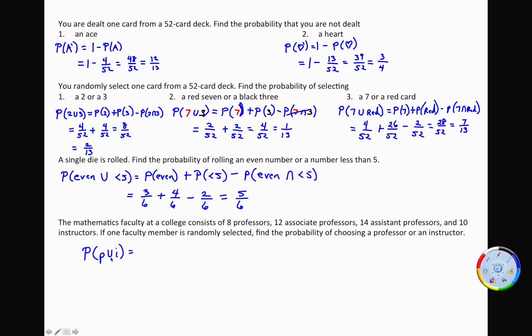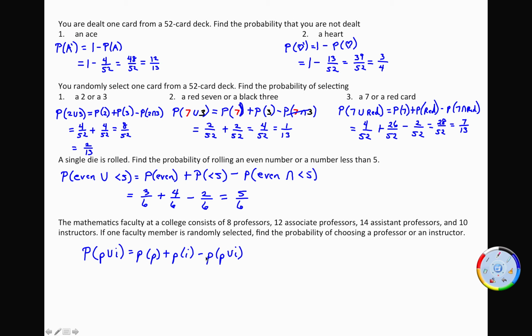Well, again, with an or probability, that's just a formula I've got to memorize. It's the probability of getting a professor plus the probability of getting an instructor minus the probability of getting a professor and an instructor. In this case, those are mutually exclusive events. You're not a professor and an instructor, right? Those are different titles. You're either a professor or you're an instructor.